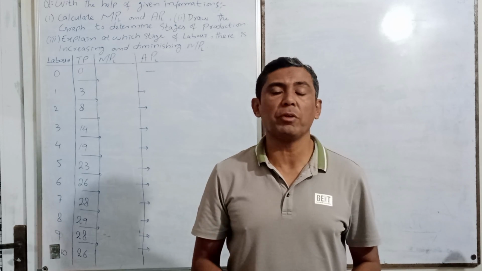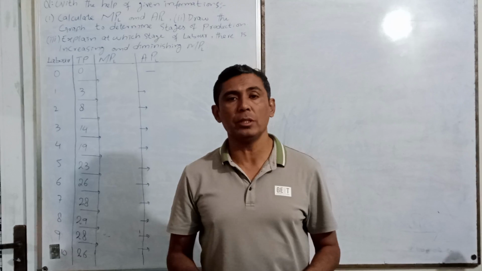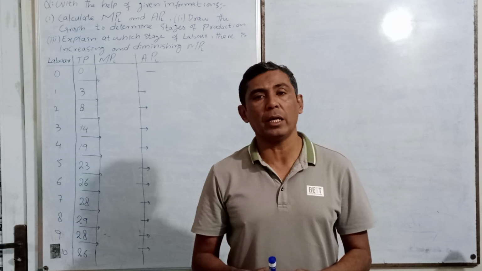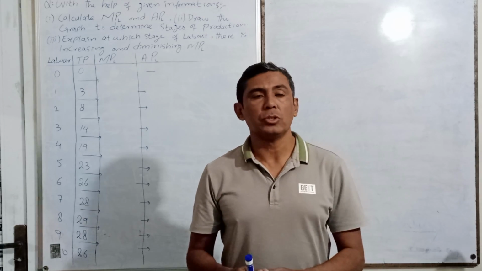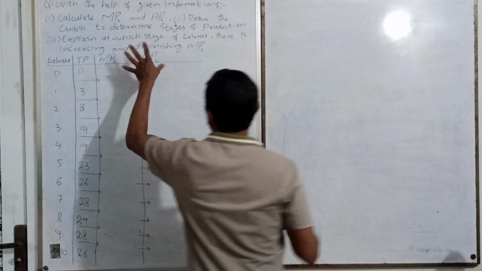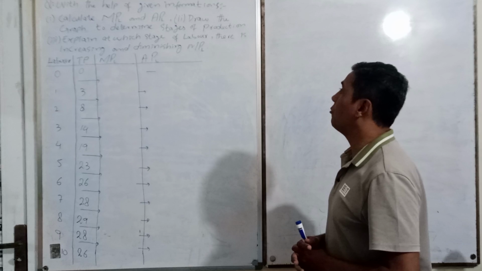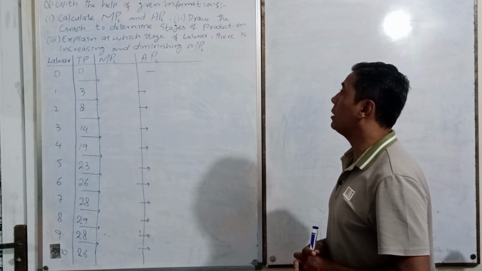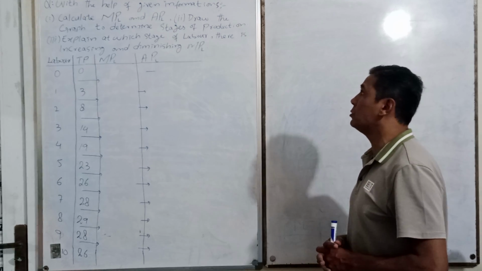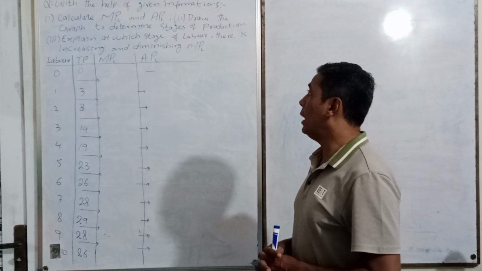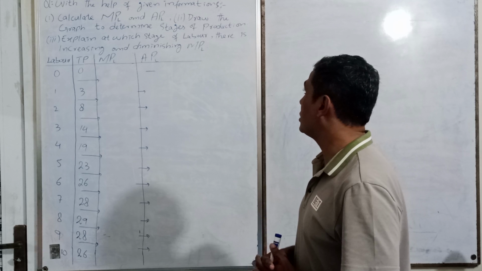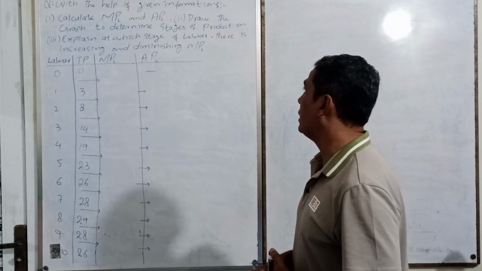Today's topic is total product, marginal product and average product. Through these we will be able to derive the stages of production, where the total product has increasing, diminishing and constant returns. Now we are going to focus on this question. With the help of the given information, calculate marginal product and average product. The second part of this question is to draw the graph to determine the stages of production. The third part is to explain at which stages of labor there is increasing and diminishing marginal product.